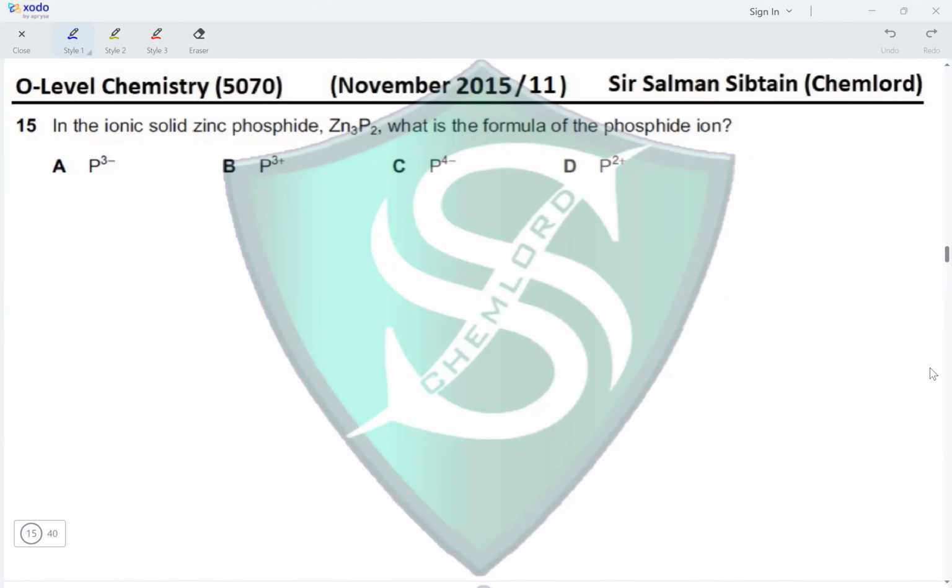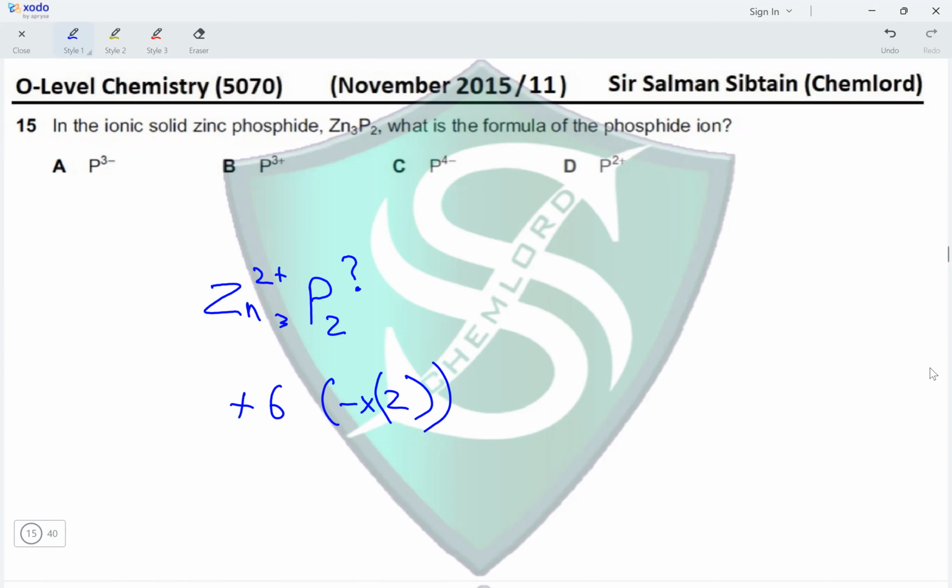Question 15. In the ionic solid zinc phosphide, what is the formula of the phosphide ion? Okay, so zinc has a charge of 2 positive and there are 3 zinc ions present. So a total charge of plus 6. We have the phosphide ions which are 2 in number and we don't know the charge on the phosphide ion. So in order to balance this charge, we would have negative x. We are calling the charge of phosphide x, into 2. So we have positive 6 and then minus 2x. So plus 6 minus 2x equals 0.